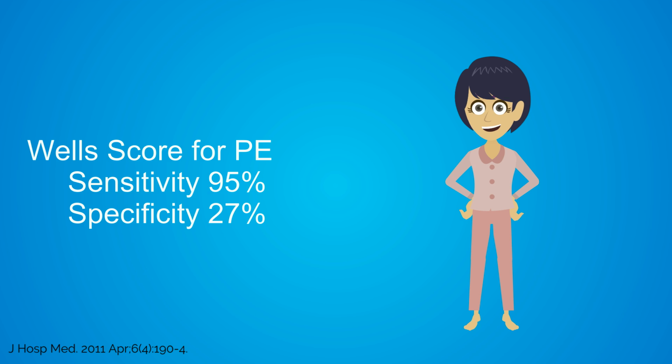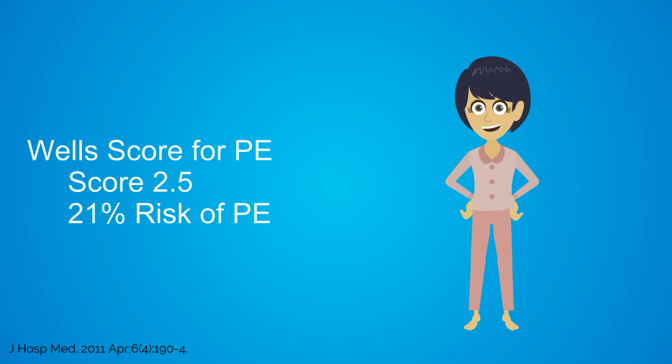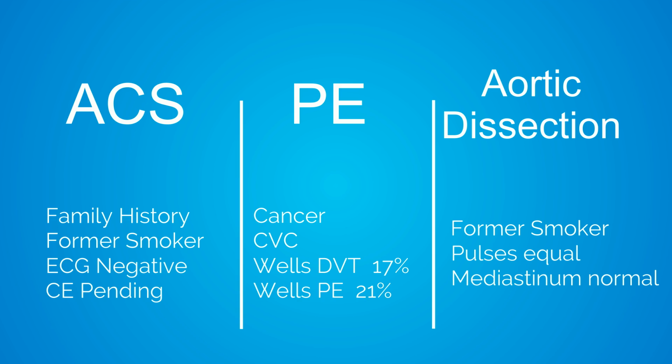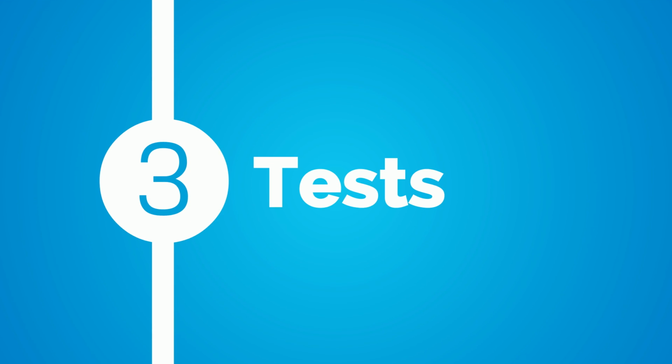There is also a Wells score to predict the probability of having a pulmonary embolism, which has a sensitivity of 95% and a specificity of 27%. Your patient scores 2.5 on the Wells score for pulmonary embolism, giving her a 21% chance of having a pulmonary embolism. We can add the information from the Wells score for pulmonary embolism to our differential diagnosis. It's time to move on to testing.